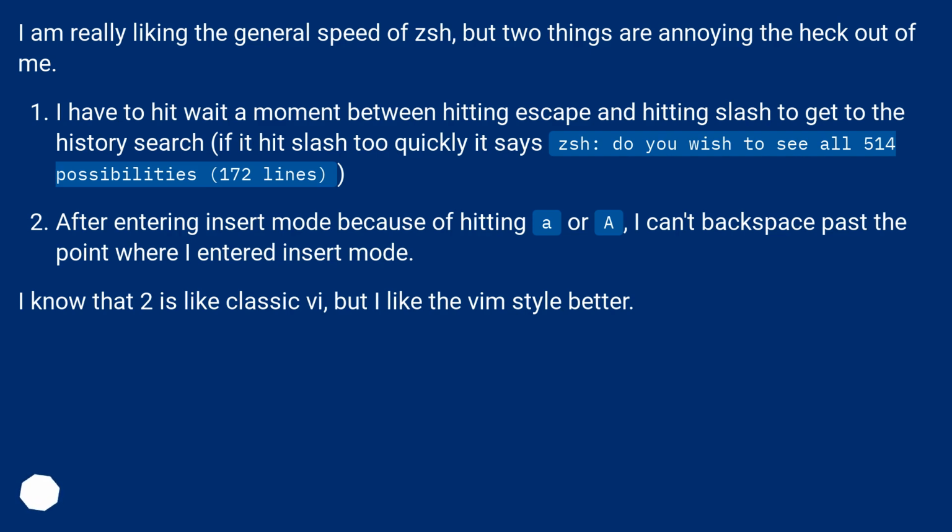After entering insert mode because of hitting A or a, I can't backspace past the point where I entered insert mode. I know that too is like classic Vi, but I like the Vim style better.